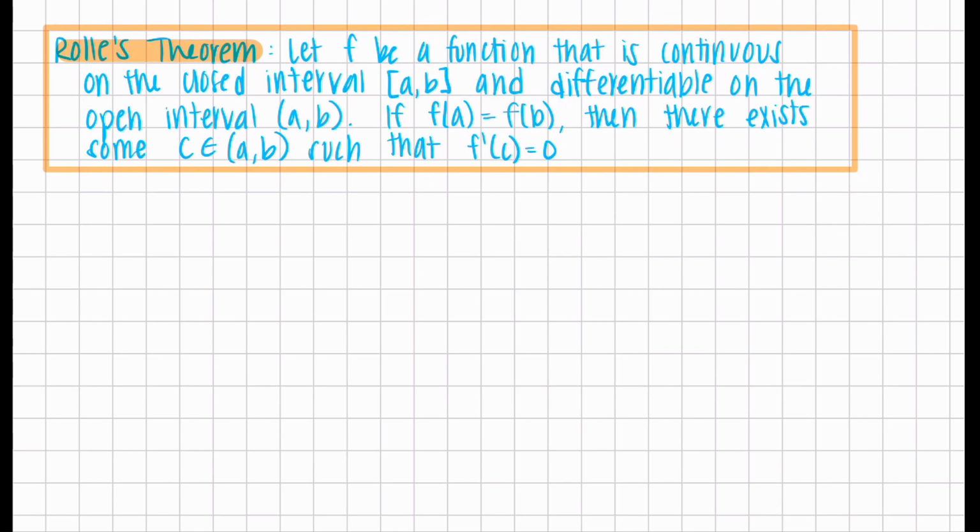So it says, let f be a function that is continuous on the closed interval [a, b] and differentiable on the open interval (a, b). If f of a equals f of b, then there exists some c in the interval such that f prime of c is 0.